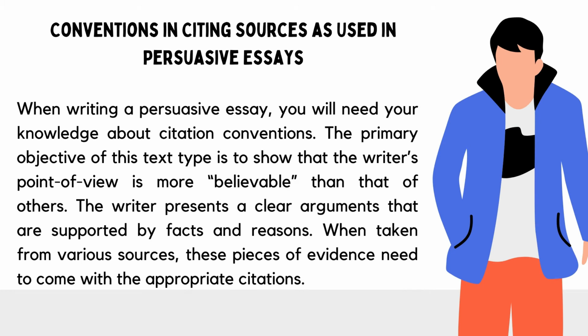Conventions in citing sources as used in persuasive essays. When writing a persuasive essay, you will need your knowledge about citation conventions. The primary objective of this text type is to show that the writer's point of view is more believable than that of the others. The writer presents a clear argument that is supported by facts and reason. When taking various sources, these pieces of evidence need to come with the appropriate citations.